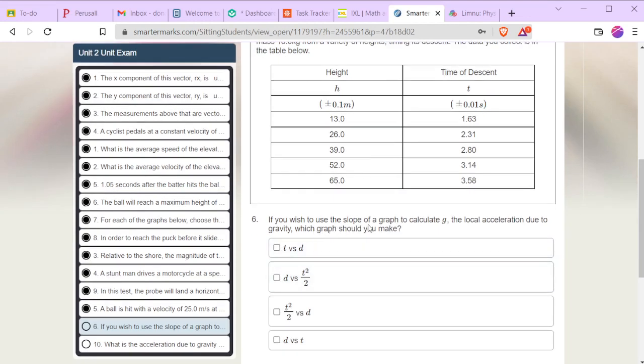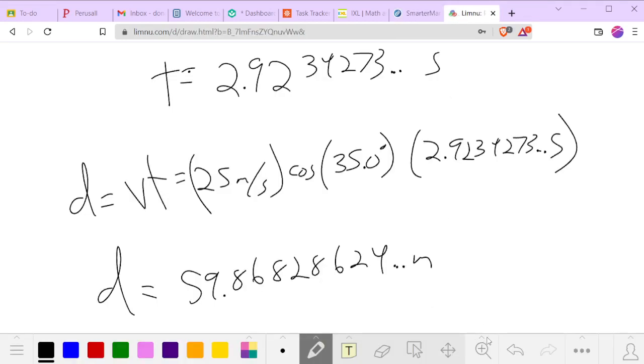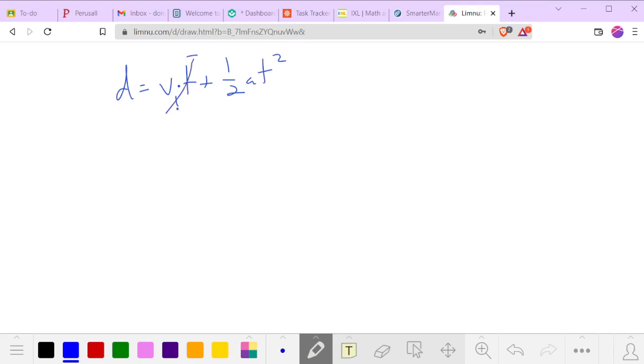If you wish to use the slope of a graph to calculate g, the local acceleration due to gravity, which graph should you make? So if we do t versus d, is that going to work? Well, in this case, we are doing an object in free fall. So we have d is v_i t plus 1/2 a t squared, but our v_i is 0. So d is 1/2 a t squared. Our a, the acceleration, is where our g is going to show up. So we're going to pull that out. That acceleration should be g.